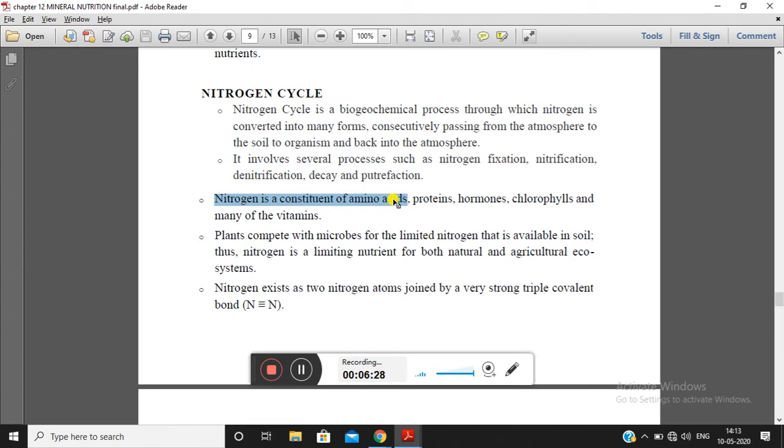So as all of you know, amino acid contains an amino group, in which nitrogen is a major part. Also, nitrogen is an important constituent of proteins, hormones, chlorophylls, as well as many vitamins. Now plants compete with microorganisms for the very limited nitrogen content available in the soil, and thus nitrogen is a limiting nutrient both for natural as well as agricultural ecosystems.